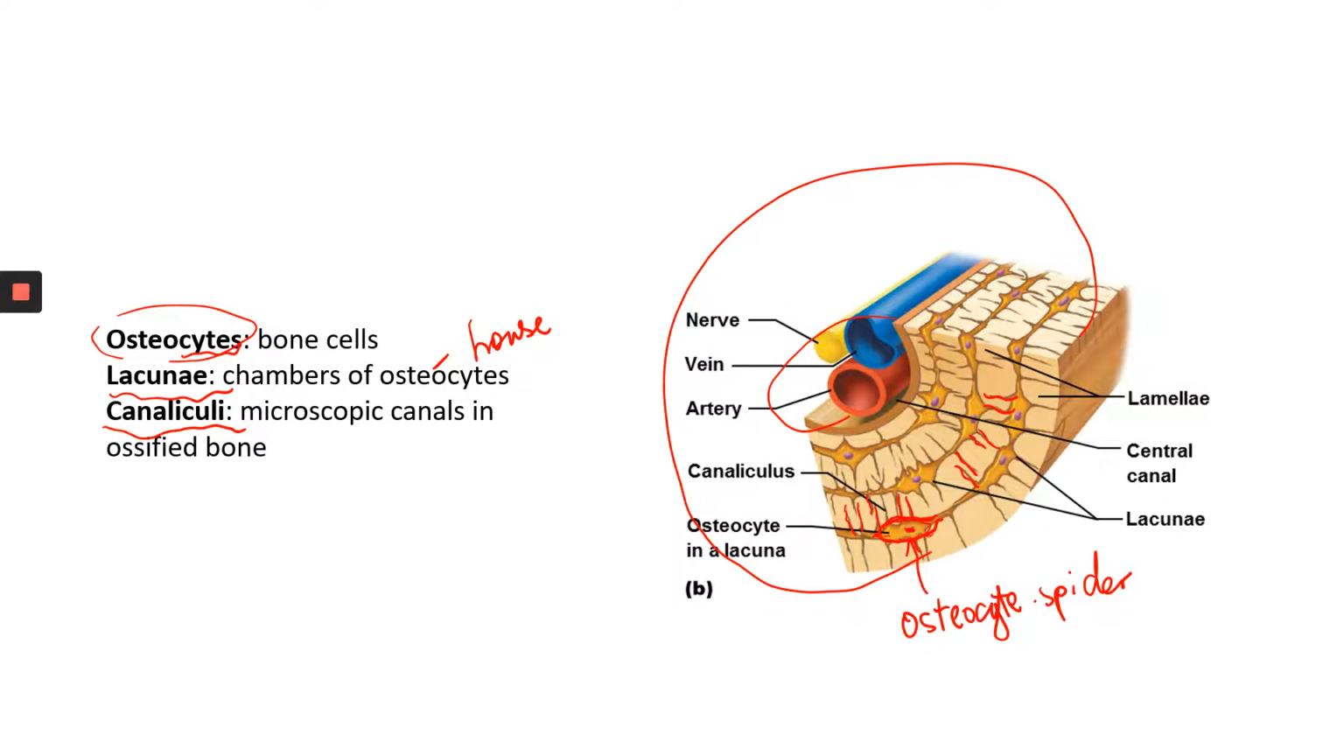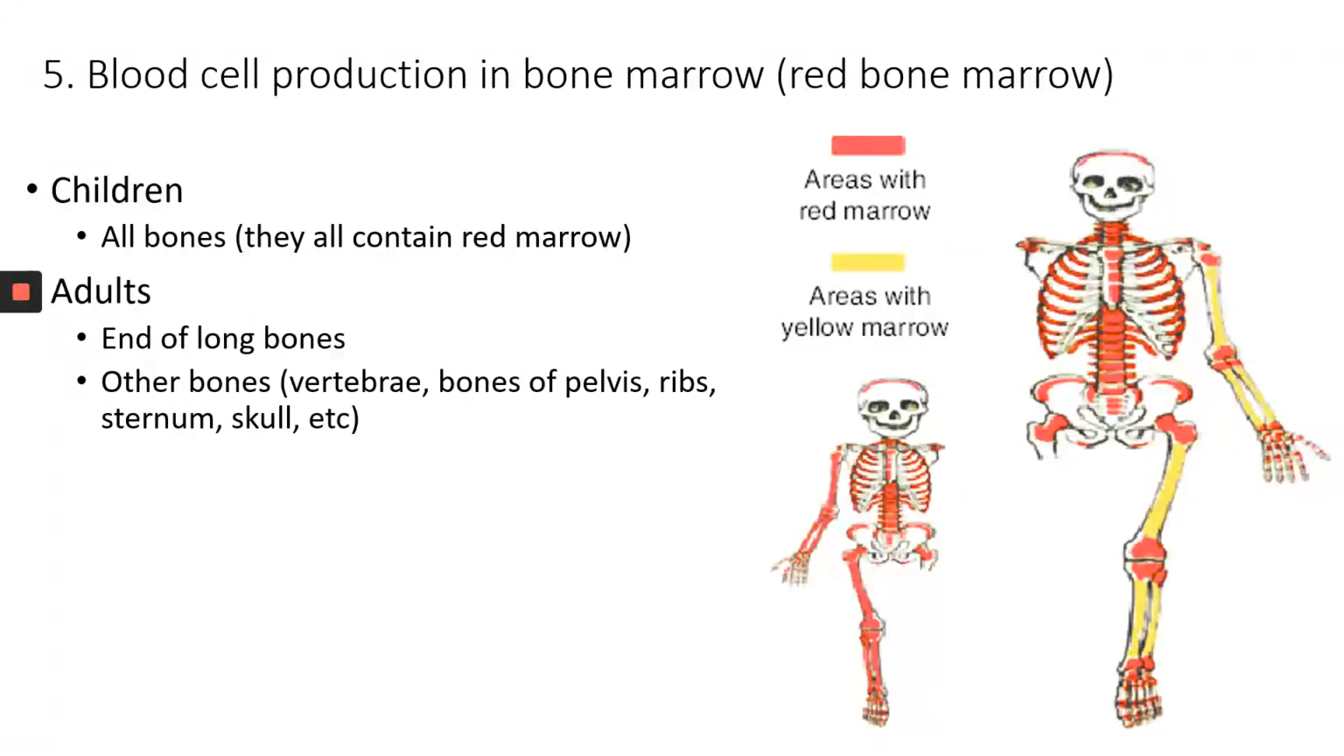Okay, so let's move on. We're going to look at blood production in bone marrow. We actually mentioned this a little bit. This is all about what kind of bone marrow you have. First, know that only red bone marrow can produce blood; it can perform hematopoiesis. Yellow bone marrow is only lipid. It's just a storage site for lipid.